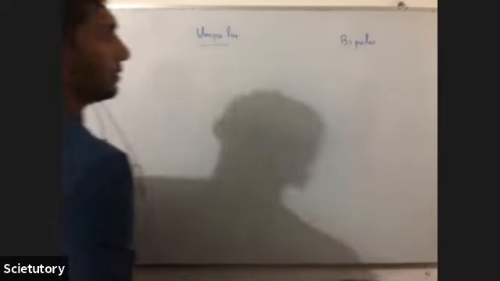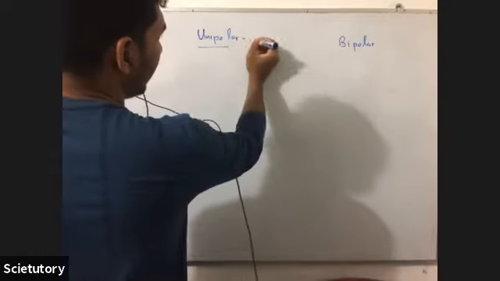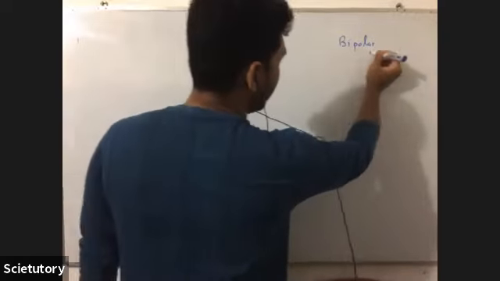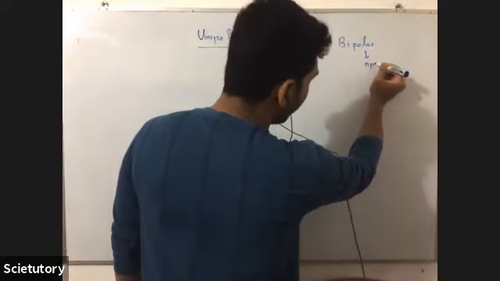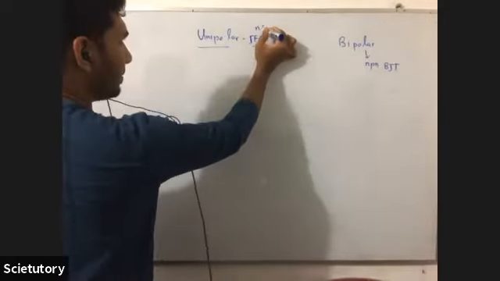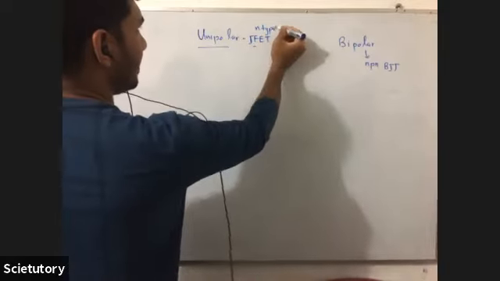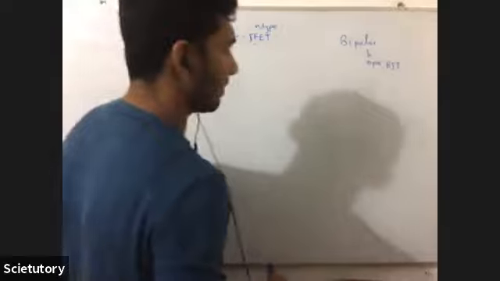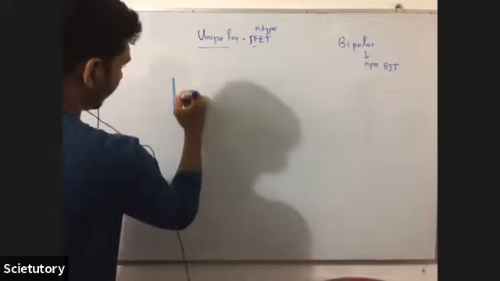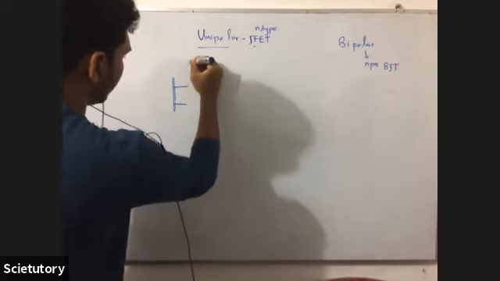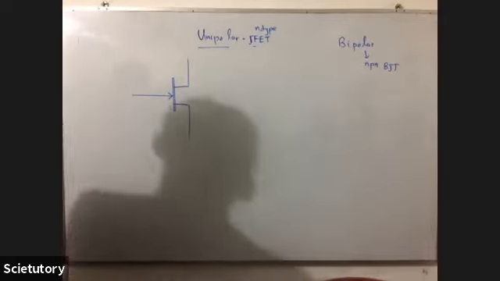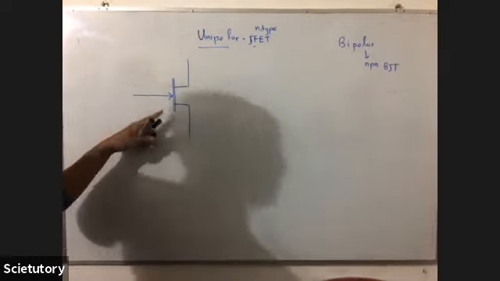So among these two types, we only study JFET for unipolar transistors and BJT, specifically NPN BJT, for bipolar transistors. To be more specific, we actually study N-type JFET here. So for a JFET, you draw a diagram like this. This is the symbol. There should be an arrow like this. So this is N-type JFET.